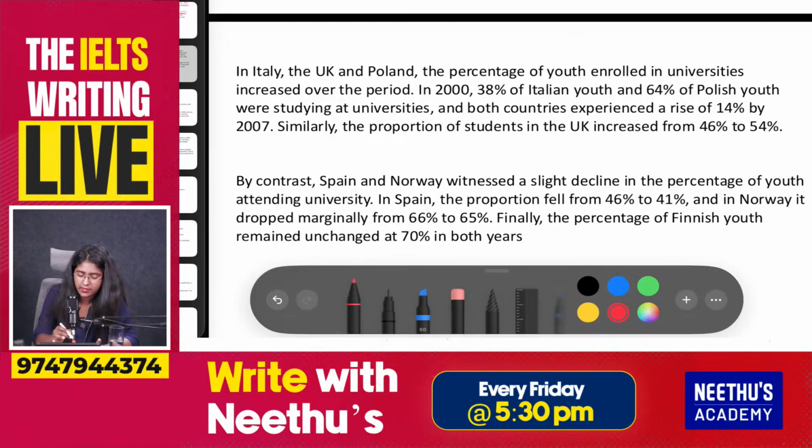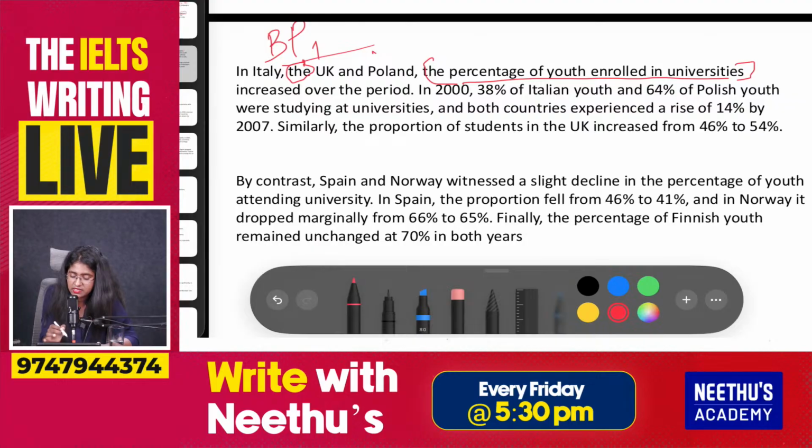Now, body paragraph 1. This is body paragraph 1. In Italy, the UK, okay, when we write UK, USA and all, the UK. In Italy, the UK and Poland, the percentage of youth enrolled in universities. So the percentage of youth enrolled in the universities, this is the same thing from the question. These are the names of the countries. So you have all the information here, increased over the period.